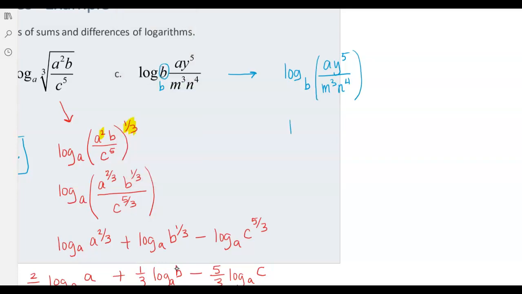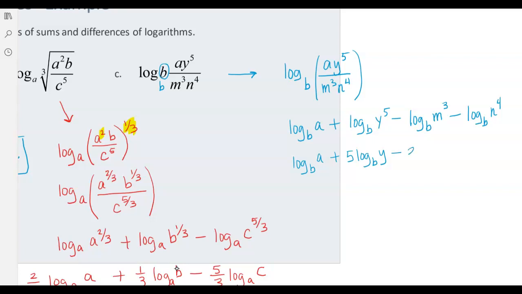So we'll split this up into log base b of A plus log base b of y to the 5th minus log base b of m cubed, and then also minus log base b of n to the 4th. Anything in the denominator gets subtracted. And then bringing the exponents down, that's our final answer.